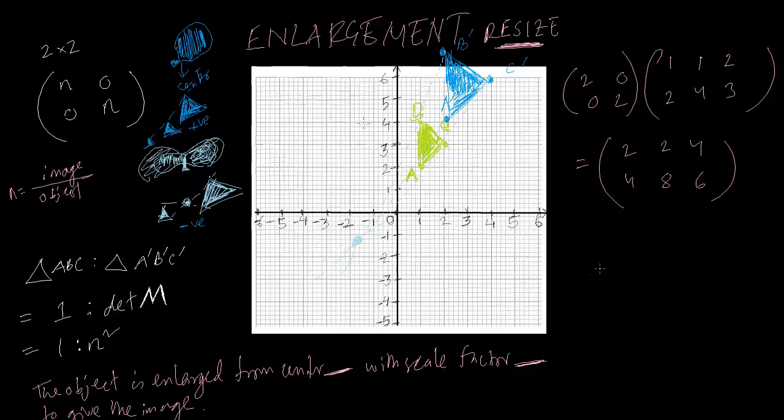Now had the enlargement matrix been minus 2, 0, 0, minus 2, then instead of this it would be minus 2, minus 4, then it would be minus 2, minus 8 around here, then it would be minus 4, minus 6, suppose here, and the object would be here. So now you can see that the center would be somewhere around here between them. So they would be on either side. That's why it would be negative. So that's the difference between positive scale factor and negative scale factor.